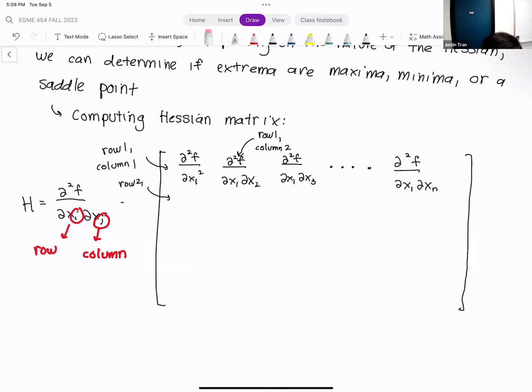Okay, so let's go to the next row. If we go to the next row, we're going to be in row 2. And if we're looking at the very first column right there, it's going to be column 1. And so we're going to have partial squared f, partial x2, partial x1.